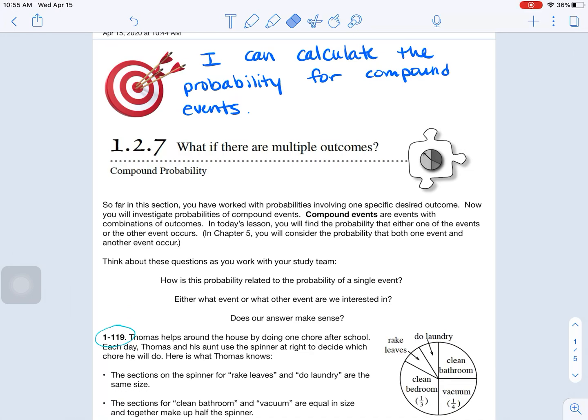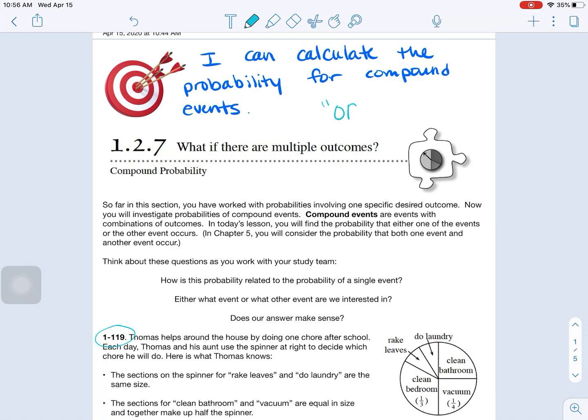We are going to cover problems 119 through 123, so quite a bit today. I'm going to hope I don't go too fast, but I also don't want to make this video too long. So our goal today is I can calculate the probability for compound events. So compound means more than one. So now we're not just talking about the probability of rolling a 6 with dice or flipping a heads. We're talking about what's the probability of this or this happening.